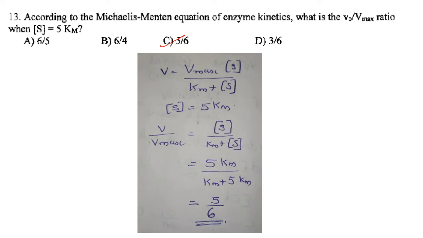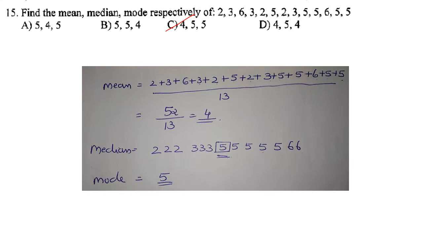Then next one. According to Michaelis-Menten equation of enzyme kinetics, what is the V0 by Vmax ratio when concentration of substrate is equal to 5 times Km? So we have the formula V is equal to Vmax concentration of S by Km plus concentration of S. Now S is equal to 5 times Km. When you substitute the value of S into this particular equation, you will get 5 Km by Km plus 5 Km, that is equal to 5 by 6. So the answer is option C, that is 5 by 6.